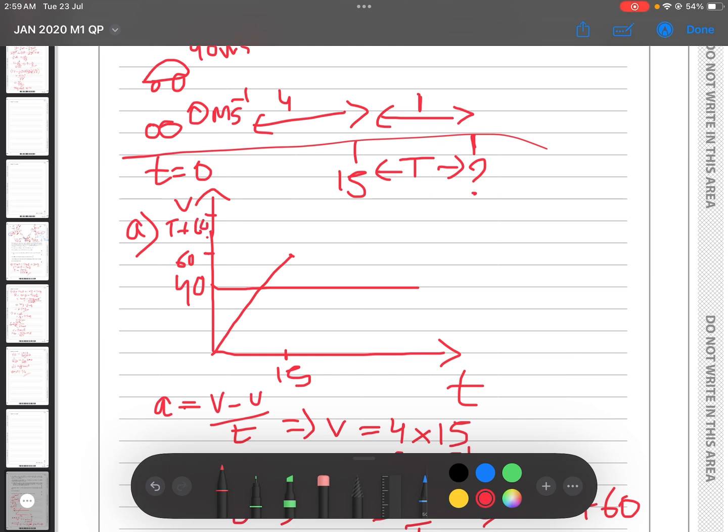We can draw it out like this. This is t plus 60, okay, so it's going to travel like this, and the motorcyclist traveled with 1 meter per second squared for t seconds. So it's supposed to be 15 plus t, because it already traveled for 15 seconds and then it traveled for another t seconds, so it's 15 plus t.